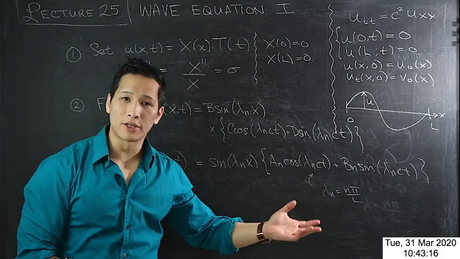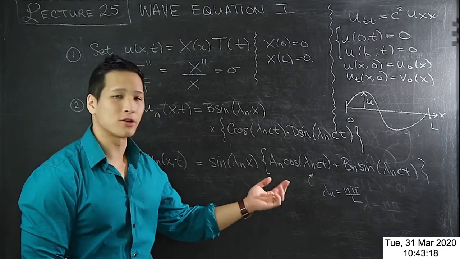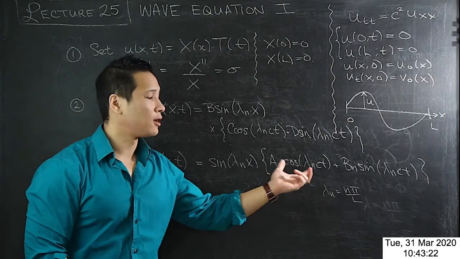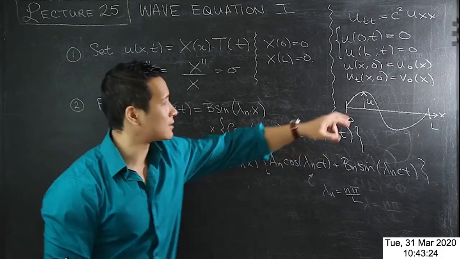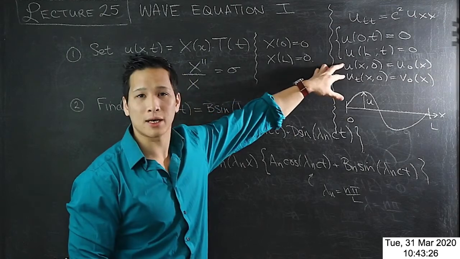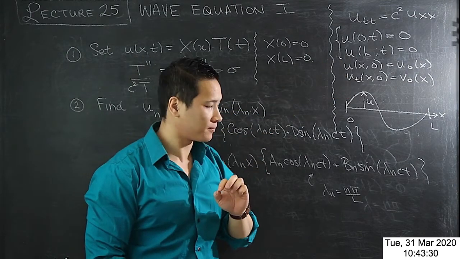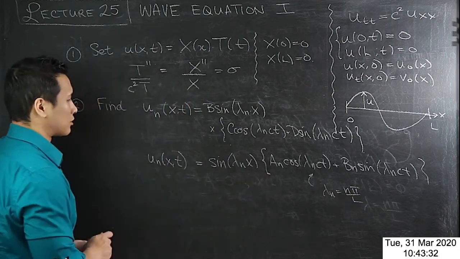Okay? And the other difference that you'll notice is that for the heat equation, you only had one constant in front of the exponential. Here you have two constants, which makes sense because you have two conditions to satisfy: a displacement and a velocity. Okay, so this is the final solution.